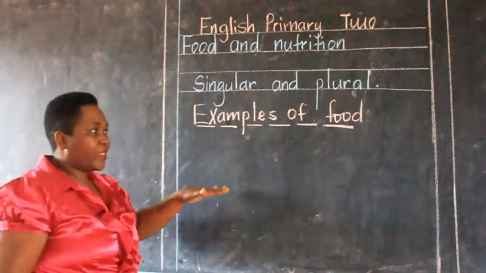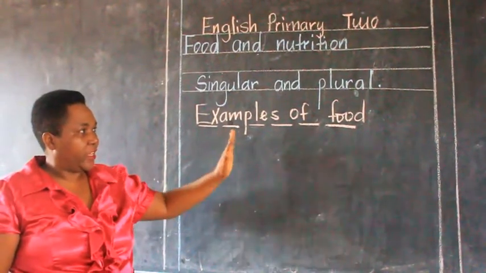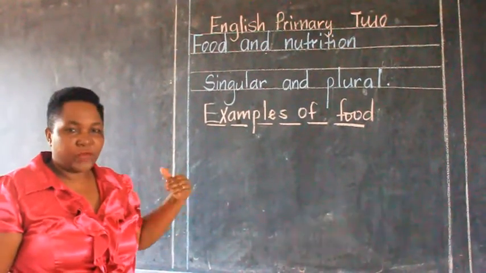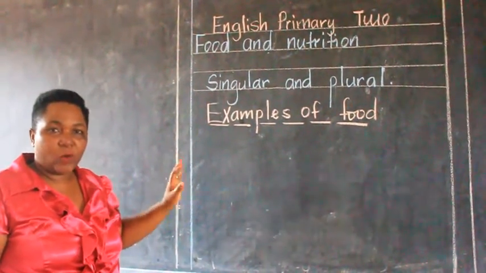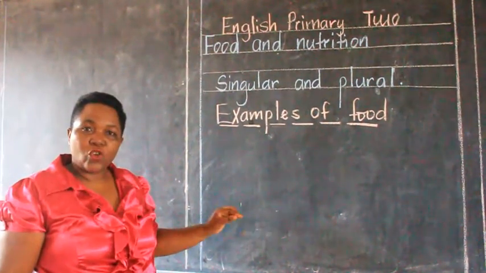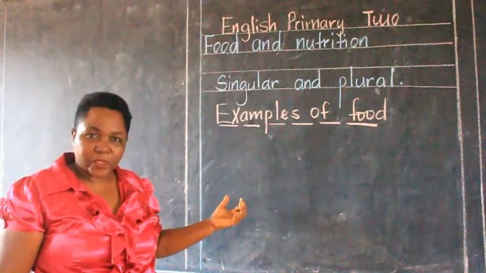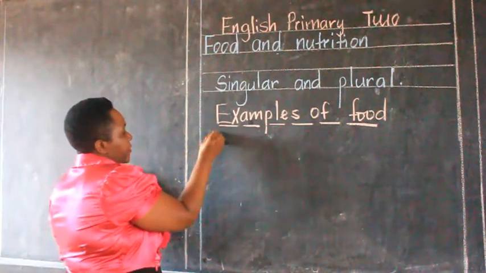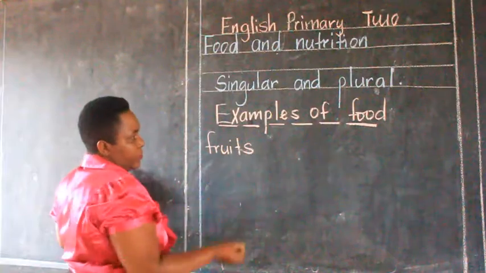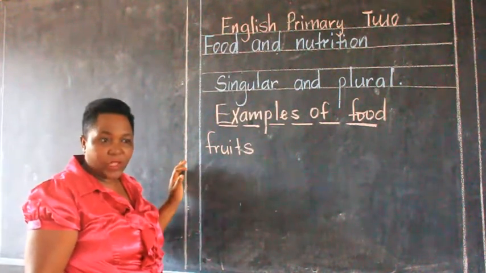Some of the examples of food that I'm going to write on the blackboard are going to work as our vocabulary of the day. We are going to begin with the word fruits. As I pronounce that word, at home, keep spelling the word fruits. The word fruits is here. Fruits. This is one example of the food that we have at home.